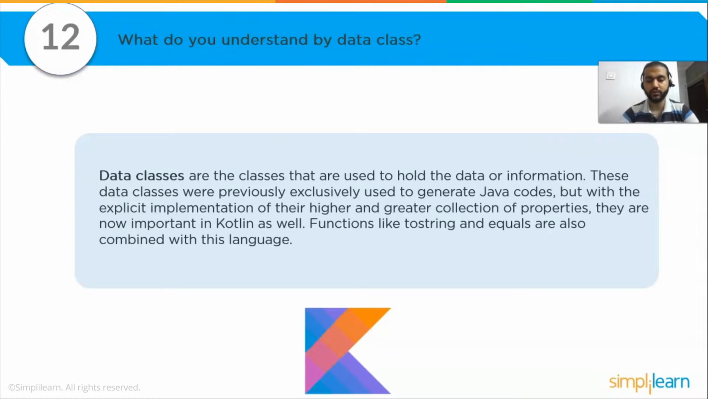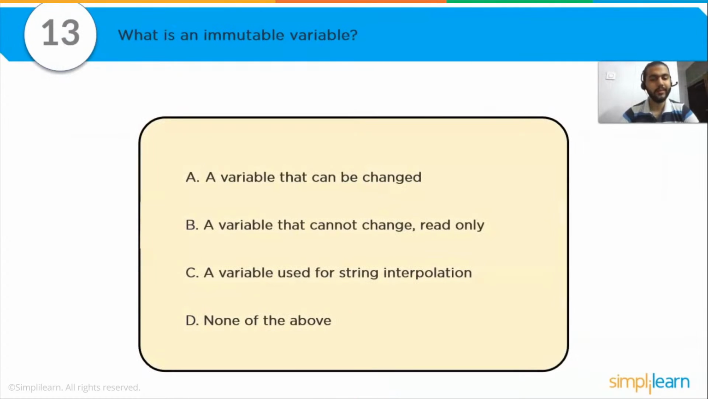Now, moving on to the 13th question, which is immutable variable. This is a multiple choice question and the options are: A. Variable that can be changed. B. A variable that cannot change, that is read only. C. A variable used for string interpolation. D. None of the above.